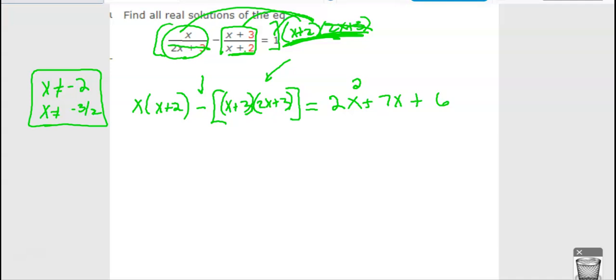And notice I have no fractions. And that's the reason why I think this method is a superior method to be able to solve this. So again, you just solve this and you're going to end up getting x squared plus 2x, 2x squared, 6x, 3x, 9x plus 9.